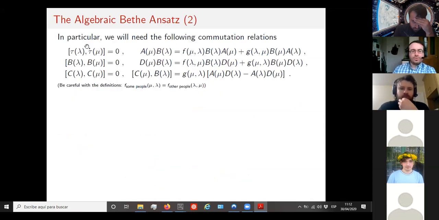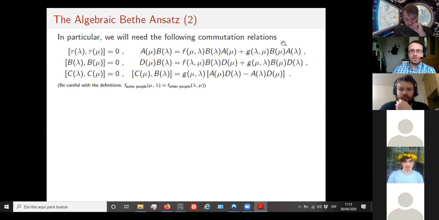And the commutation relations I'm going to be interested in are mostly these six here: the transfer matrix commutes with itself, the B operator commutes with itself, the C operator commutes with itself. You have this commutation relation between the B and the C, and the A and D have this commutation relation, this first term, which is just the swapping of the two operators. It's a function here, this F here. And a second term, usually called the unwanted term, because apart from the swapping of the operators, you also swap the arguments here.